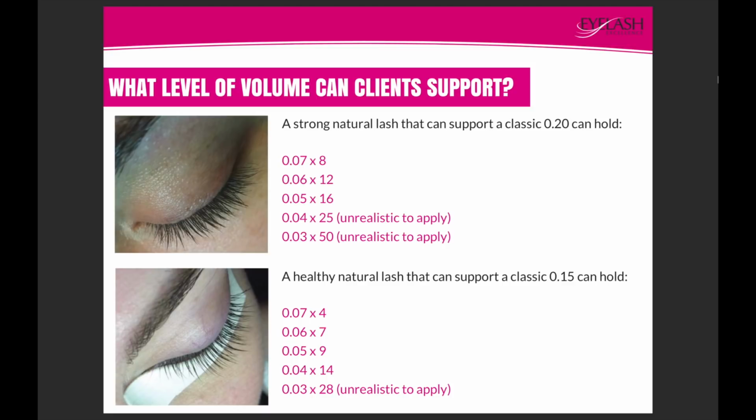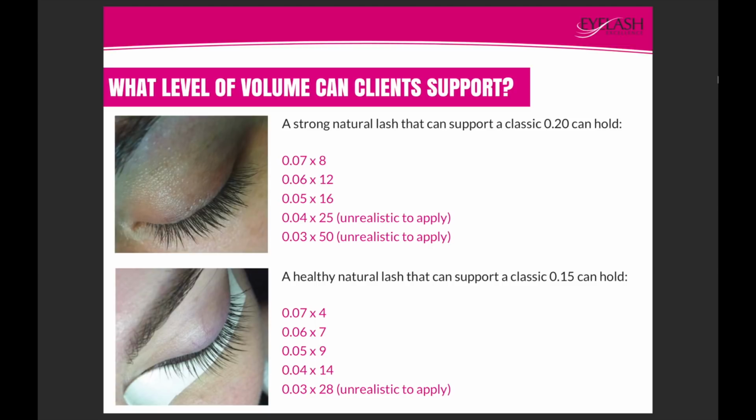So first of all, with this first image, I always say that if this client came in to me and wanted to wear classic extensions, so the thicker ones, and we only put one on one natural lash, she could actually hold a 0.2 because she's super strong. Look how thick those lashes are. Because she's that exceptional client, top end of the healthy lash scale, if we were to use 0.07s on her, she could hold a maximum of 8 on her healthy, strong natural lashes. On little babies, we would never put that amount of volume. But on the stronger ones, yes, we could.